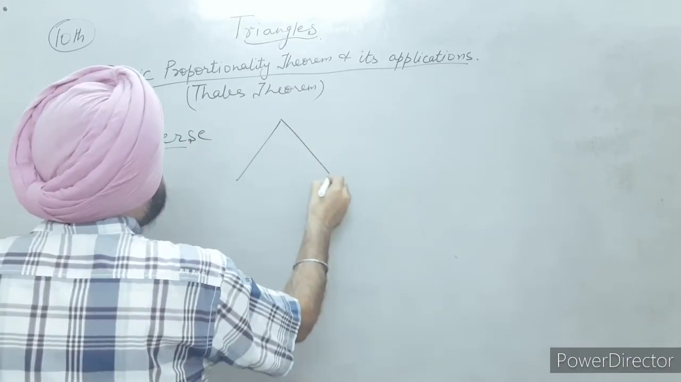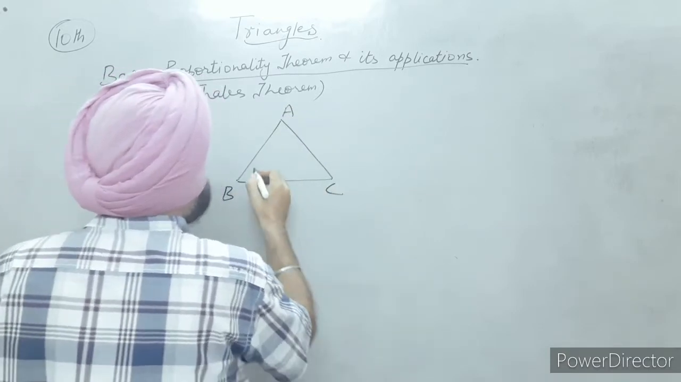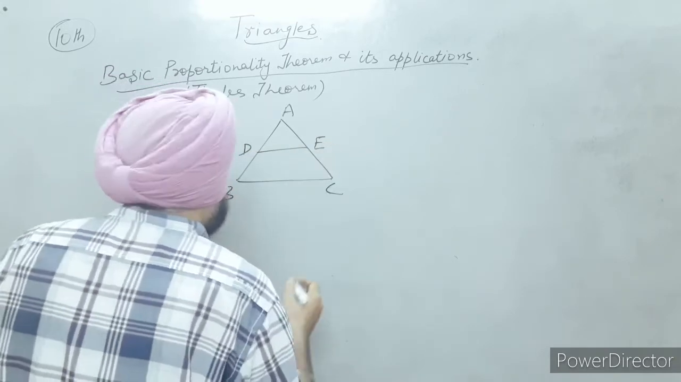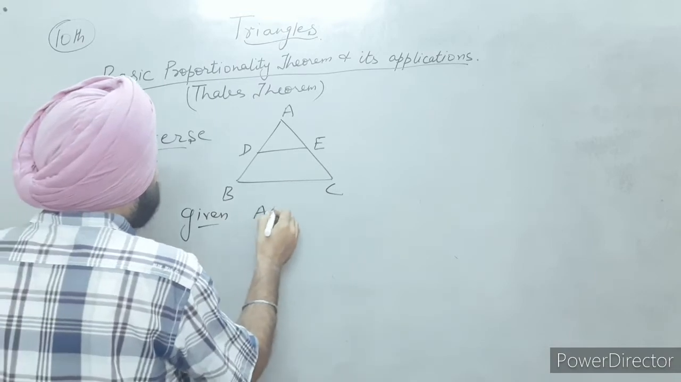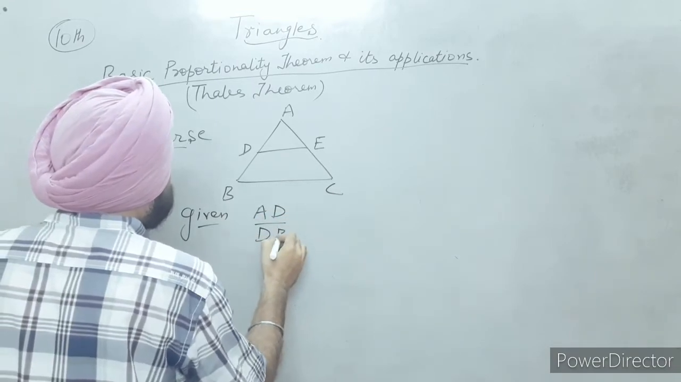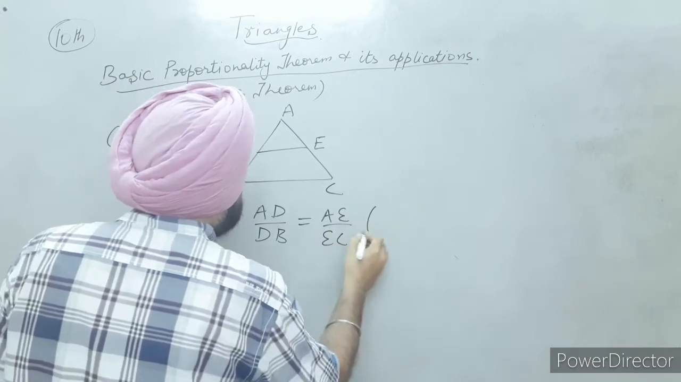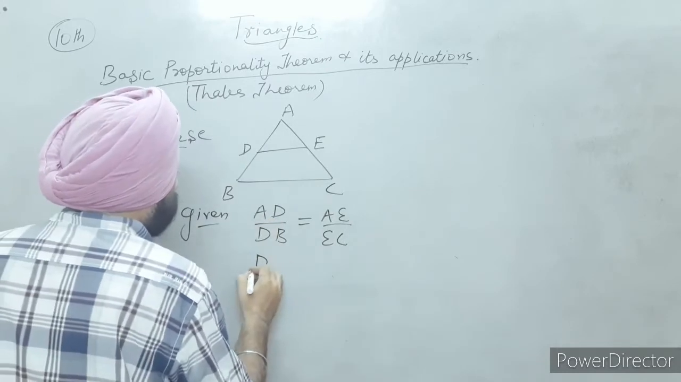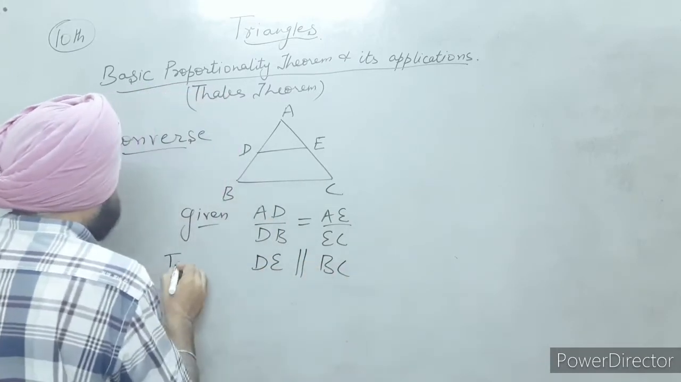Triangle ABC is there. Now, DE. What is given to us? This will be given: AD upon DB is equal to AE upon EC. So we have to prove that DE is parallel to BC. This is to prove.